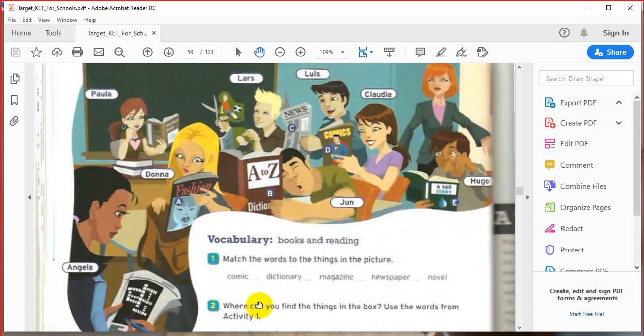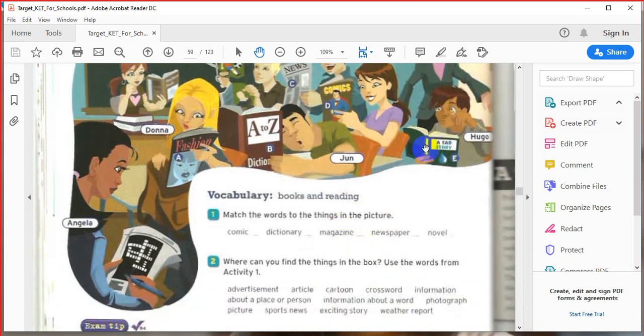Now here. First, comic. Comic is the picture D. Picture letter D, correct. What about dictionary? Dictionary is the picture B. Good job. Magazine. Magazine is the picture A. Very good. Newspaper. Newspaper is the picture C. Good job. What about novel? I think it's picture E. Yes, correct. Novel is like a story of a person.